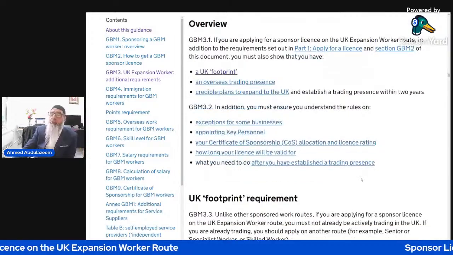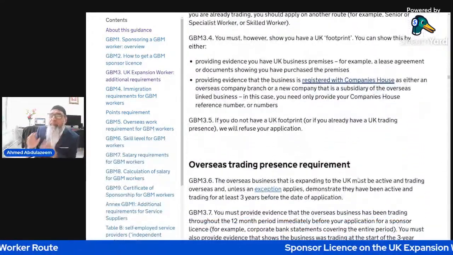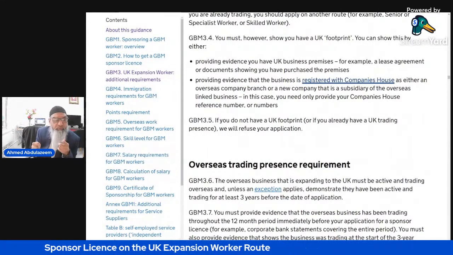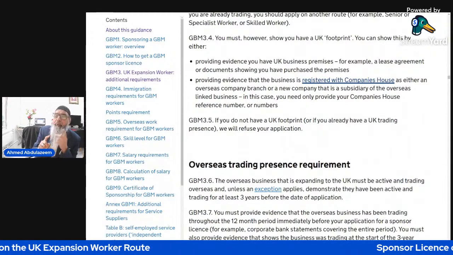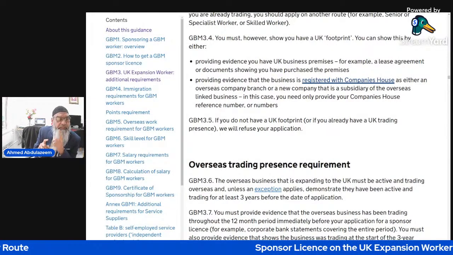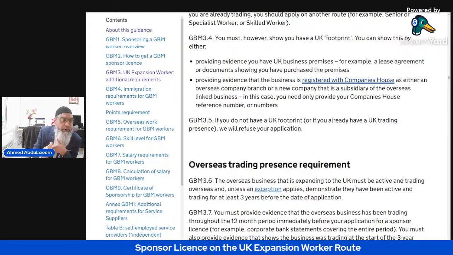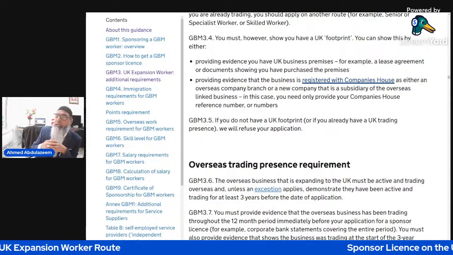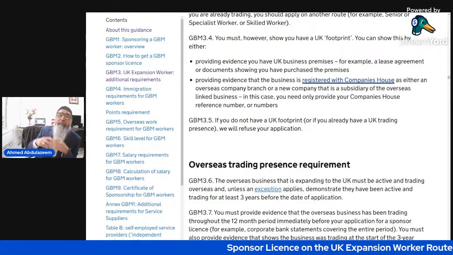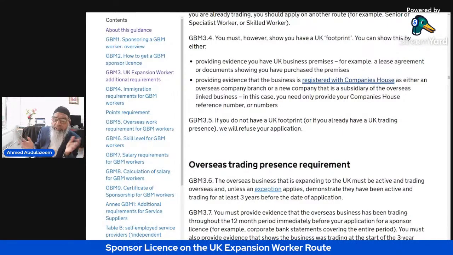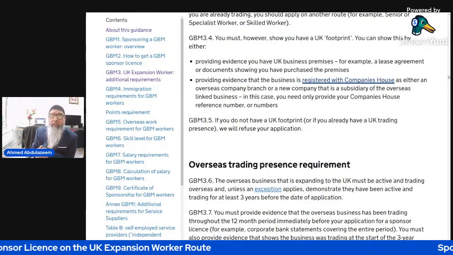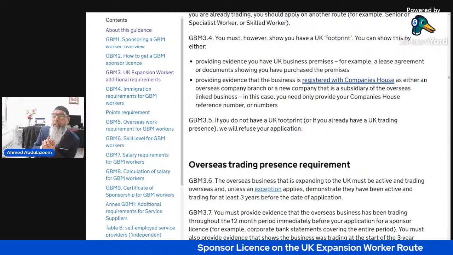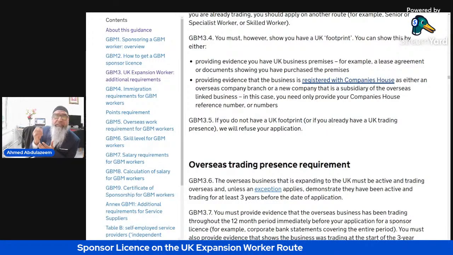Now, what is the UK footprint requirement? It means that you should show or prove either of two things. Number one, providing evidence you have UK business premises, for example, a lease agreement or a document showing you have purchased the premises. So it can be a lease document. Premises can be a shop, an office, a warehouse, a building, or whatever it may be. The premises include all these things. So you must have a document and evidence to show that you have UK business premises.